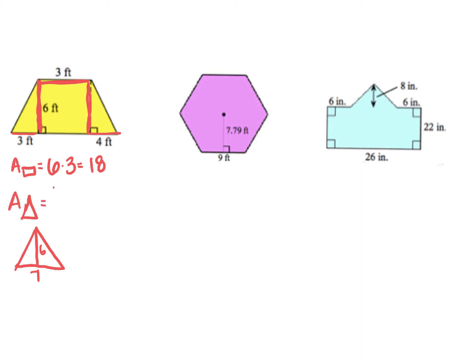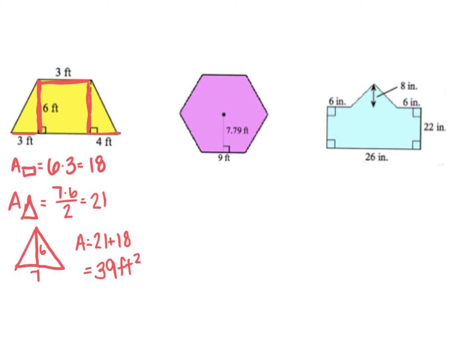So I'm going to do my base of 7 times my height of 6 and divide by 2, which gives me a combined area of 21 for those two triangles. Then to get my final area, I'm just going to add 21 from the triangles plus 18 for the rectangle to give me a total area of 39 square feet.